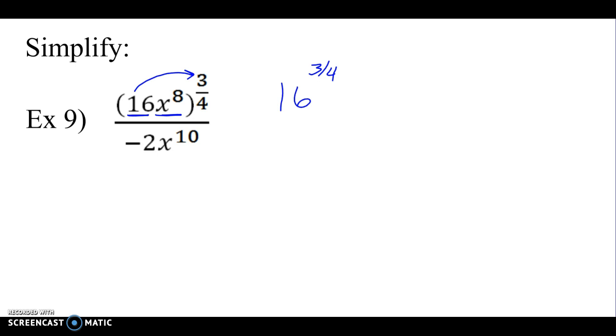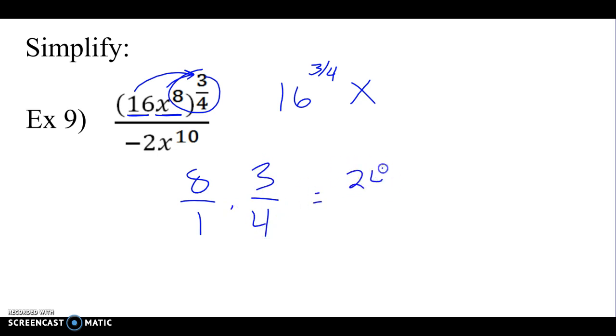But x to the 8th also has to be taken to the 3/4. So x to the 8th. Now, what do I have to do when I have an exponent raised to another exponent? Multiply. So this one right here, 2 to the 5th, we would multiply. So what is 8, which is technically 8 over 1, times 3/4?